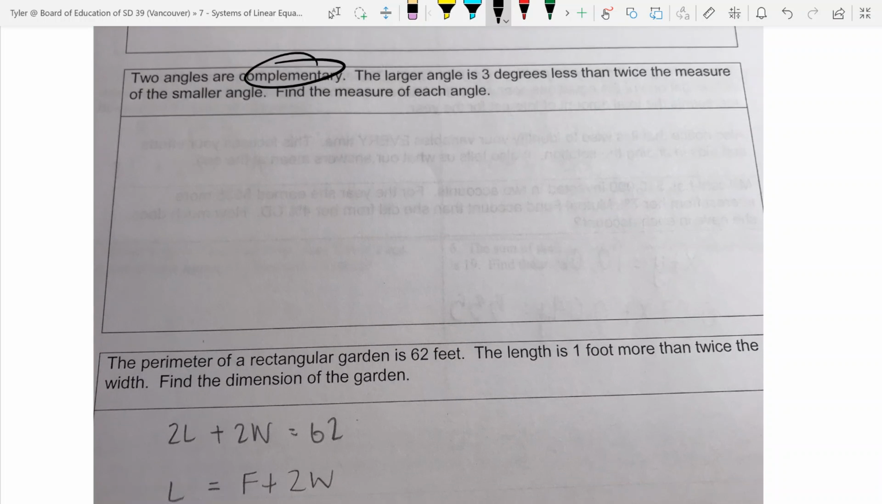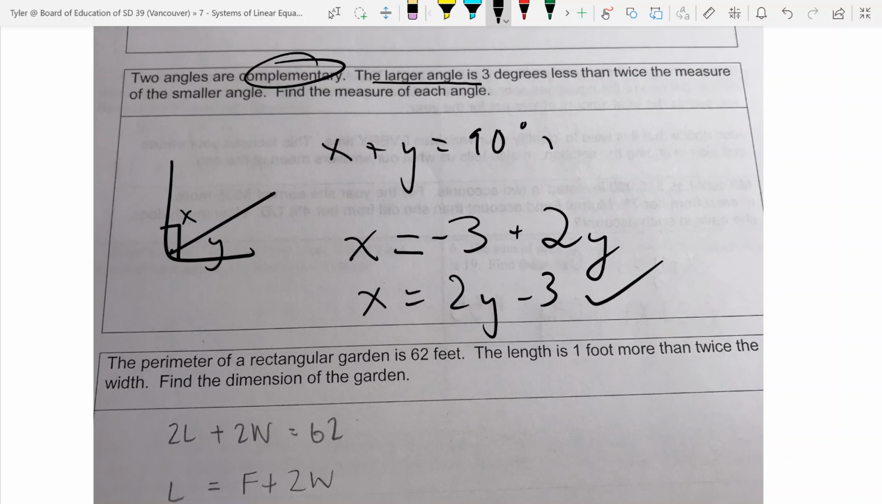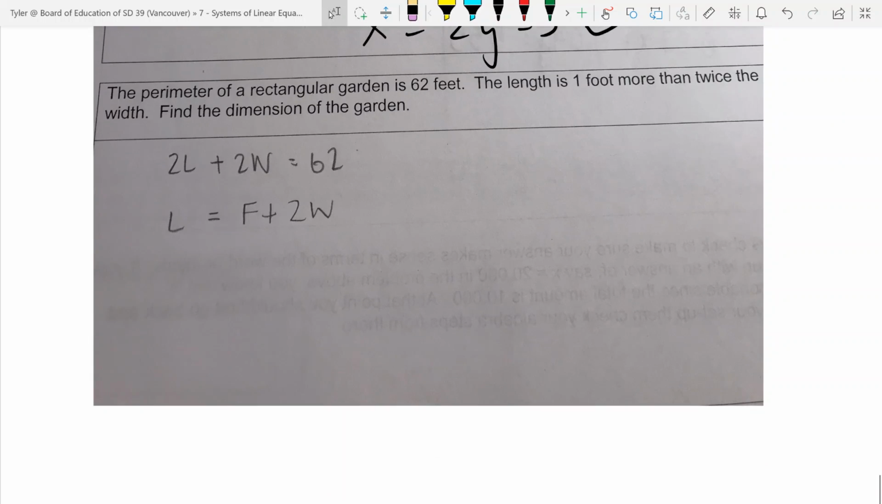Two angles are complementary. Okay, I'm pretty sure this is 90. So we got X and Y. Again, we know that X plus Y is equal to 90 degrees, just from the angle words. The larger angle, so let's call X the larger angle again. X is equal to 3 degrees less, so that means minus 3, plus twice the measure of the smaller angle Y. Or you could write it this way, equals 2Y minus 3. Both of those are okay, and those are two equations.